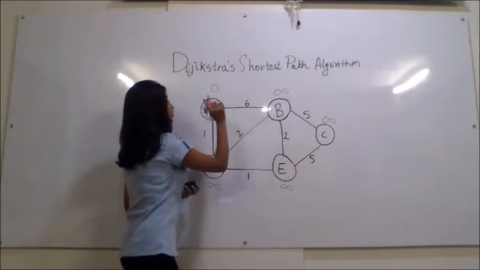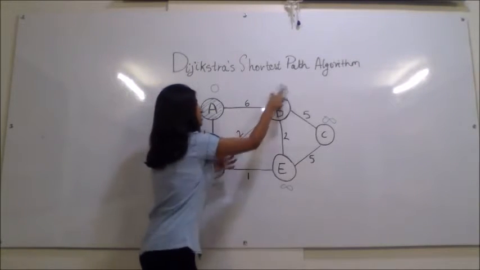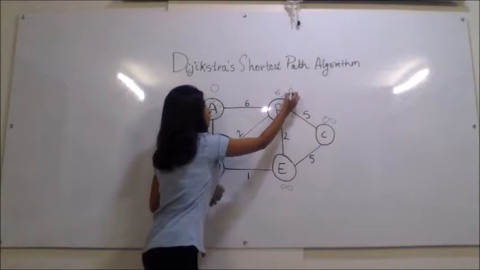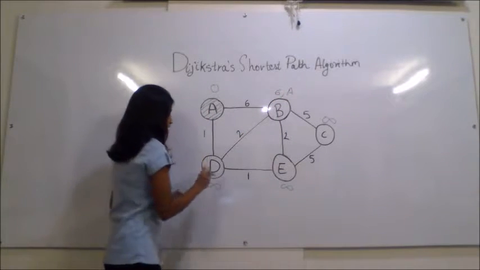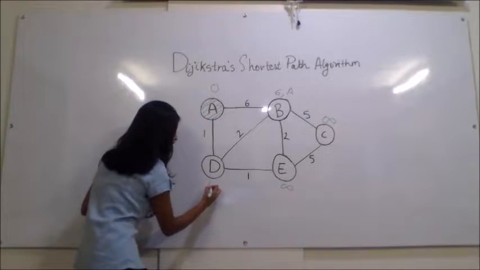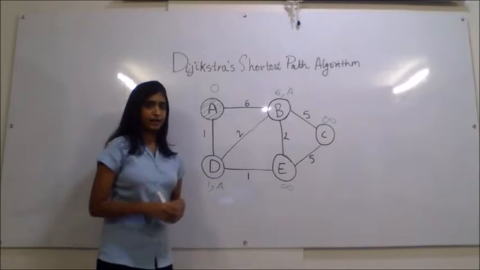The new distance value of B is 0 plus 6. 6 is less than infinity, so I update the distance value. The parent of B is A. The new distance value of D is 0 plus 1, which is less than infinity, so I update it. The parent of D is A.